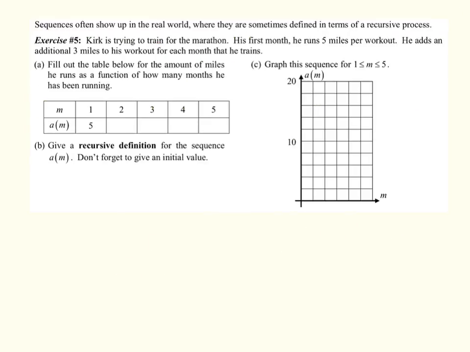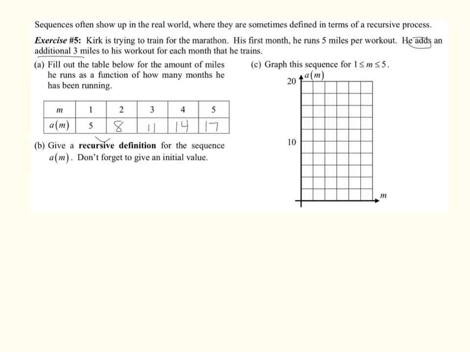Sequences often show up in the real world, where they are sometimes defined in terms of a recursive process. Kirk is trying to train for a marathon. His first month he runs 5 miles per workout. He adds an additional 3 miles to his workout for each month. I hope everybody underlined or circled the word adds. He adds an additional 3 miles to his workout for each month he trains. Fill out the table below for the amount of miles he runs as a function of how many months he has been running. So I hope you know that we're going to add 3 each time. So 5 plus 3 is 8. 8 plus 3 is 11. 11 plus 3 is 14. 14 plus 3 is 17.